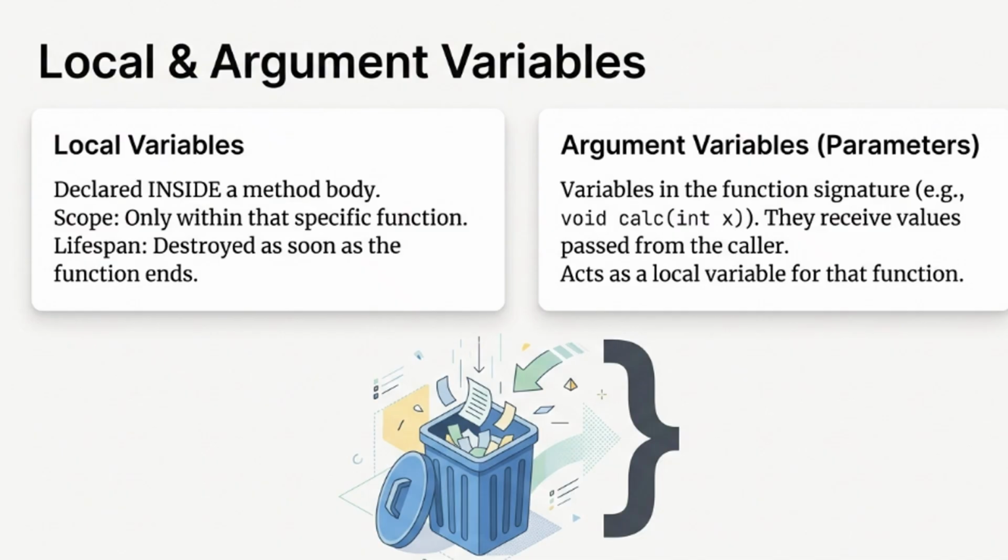Local variables are declared inside a method, can be used only within that method, and are automatically destroyed when the method finishes execution. Argument, parameter variables are defined in the method signature, receive values from the caller, and behave like local variables within that method.